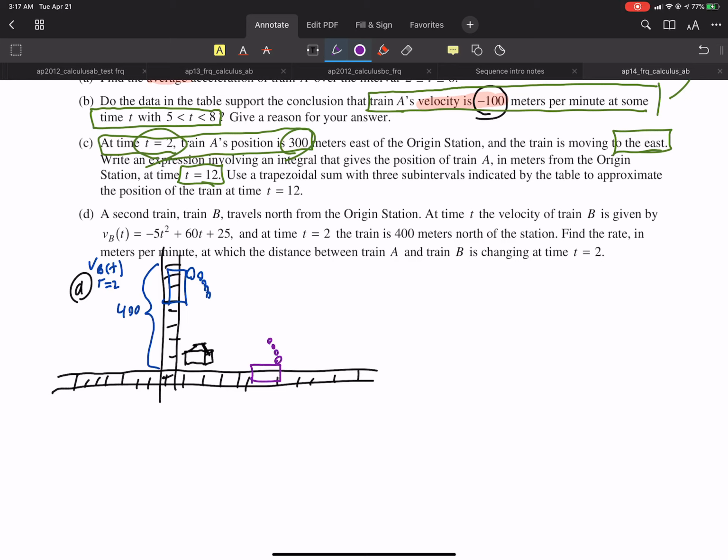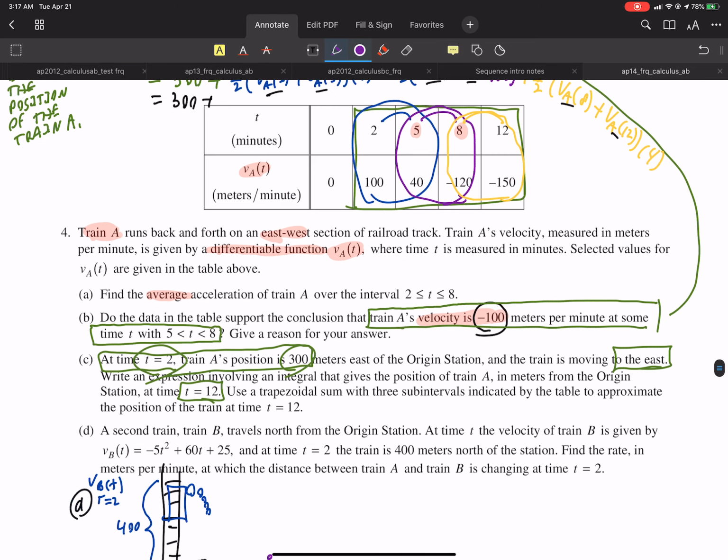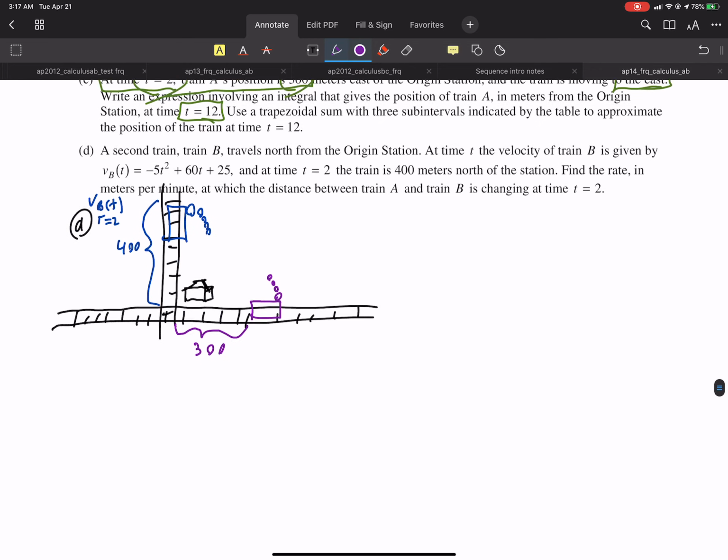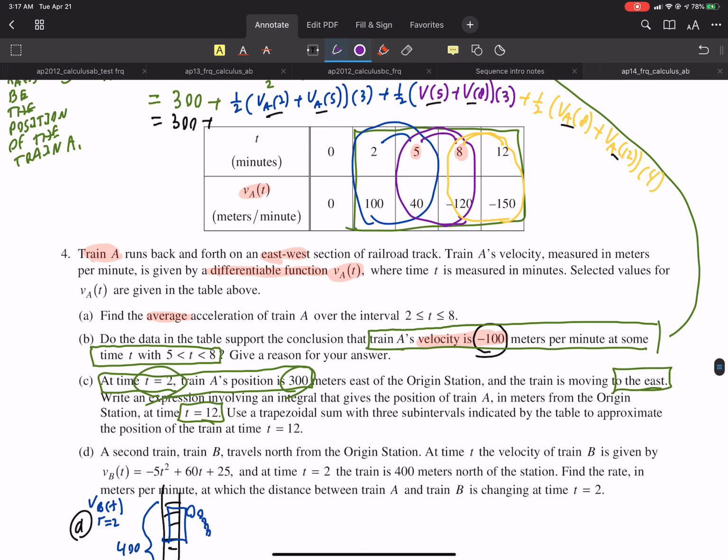Choo-choo. There's train A. And we know that this distance is 300 because they tell us in part C. What else do we know? Look at our chart. At 2 seconds, VA is 100. So I can write that at t equals 2, the velocity of train A is 100.